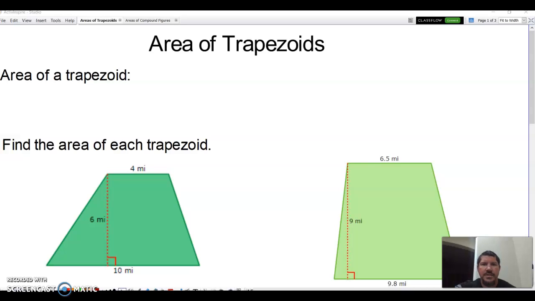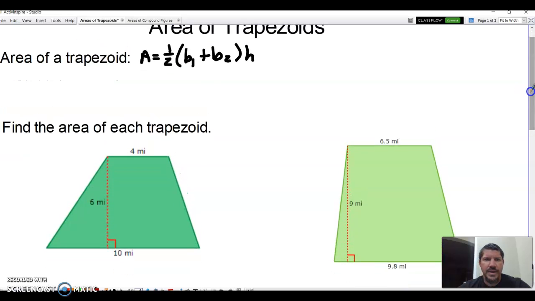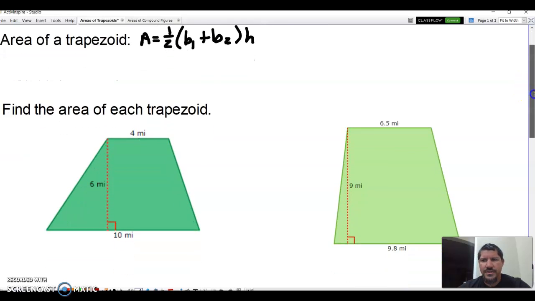Alright guys, so in today's video we're going to talk about the area of trapezoids. So to find the area of a trapezoid, the formula is area is equal to half the sum of the two bases times the height. Okay, so half times the sum of the two bases times the height.